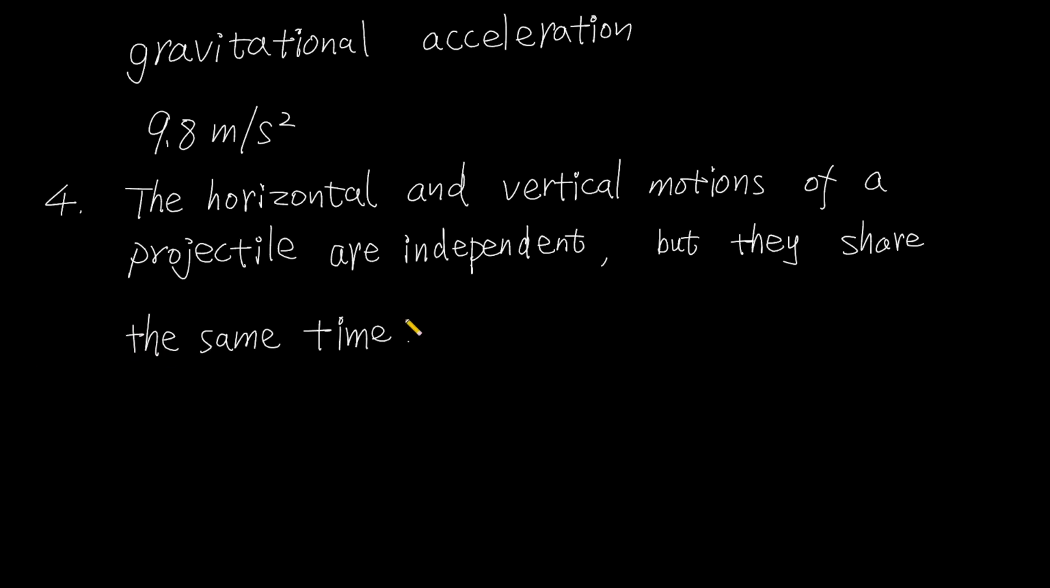Now, because the projectile motion is the combination of the independent horizontal motion and vertical motion, and they are independent, they do not affect each other. So when we analyze 2D projectile motion, we can separate the problem into two simple one-dimensional problems. One is the horizontal uniform velocity motion, and the other is the vertical uniform acceleration motion.